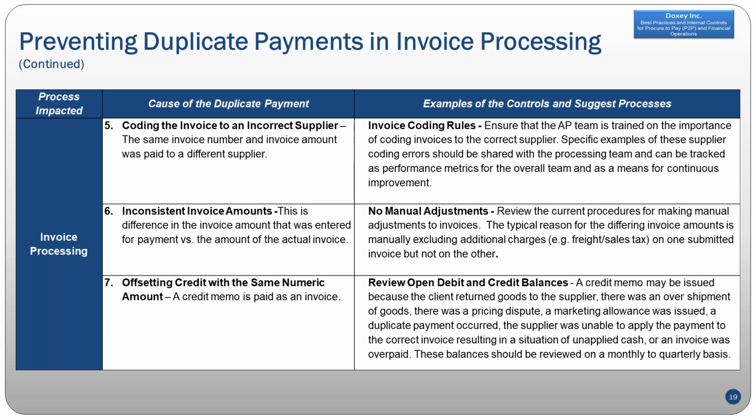Offsetting credit with the same numeric amount. Sometimes your team or the accounts payable team may pay a credit memo actually as an invoice. They don't understand that it's actually a credit memo. And what helps this, of course, is an automated process. But looking really quickly, they say, oh, it's a credit, but it's an invoice, but it's not a credit memo. And the way to actually address this besides automation is take a look at open debit and credit balances and review those balances, particularly on a monthly basis. And this is a real good control to put in your ongoing self-assessment process.